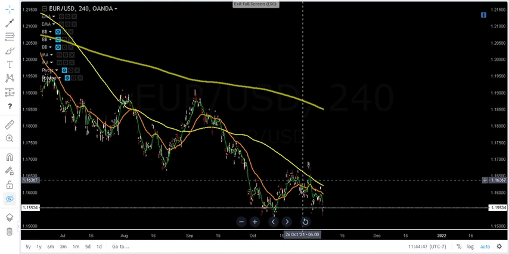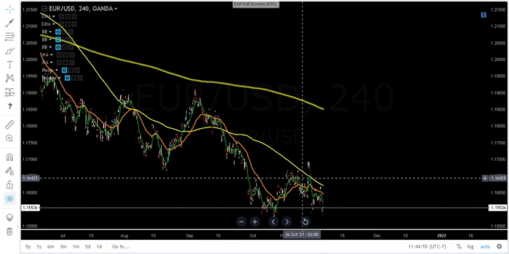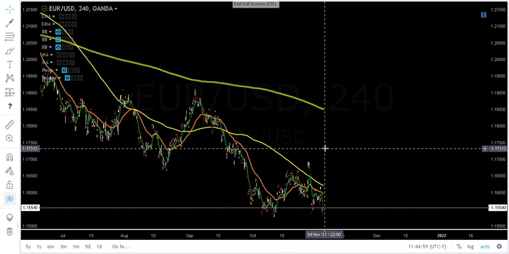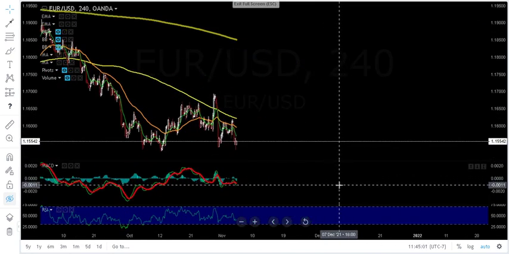The H4, I'm on H4 right now, is literally matching. Let's see. Yeah. So any divergence? I don't think so.